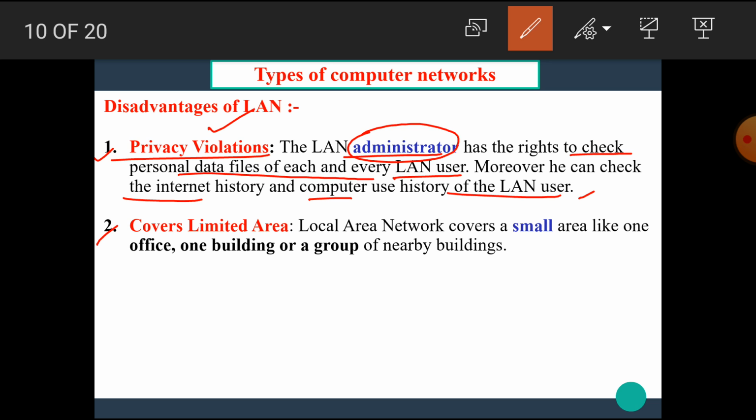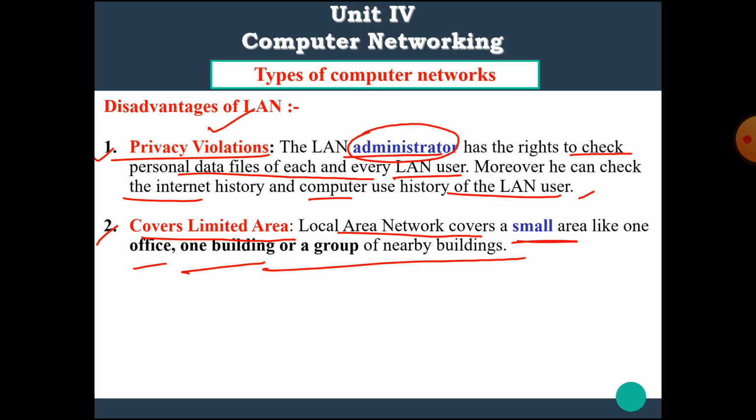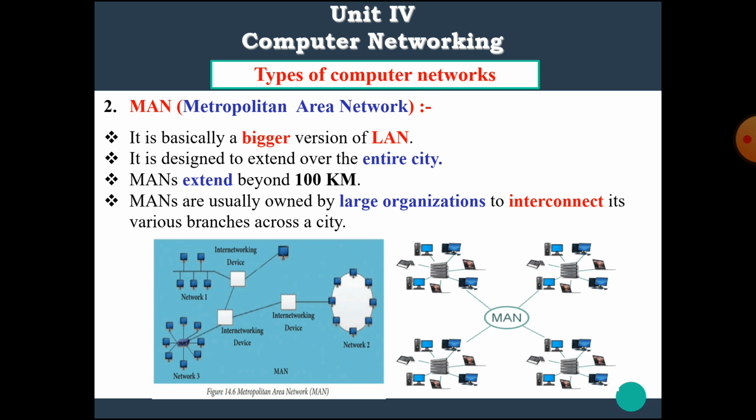The second disadvantage of LAN is it covers a limited area. That means it is used in a very short area. The local area network covers a small area like one office, one building, or a group of nearby buildings. This is the main disadvantage of the LAN.